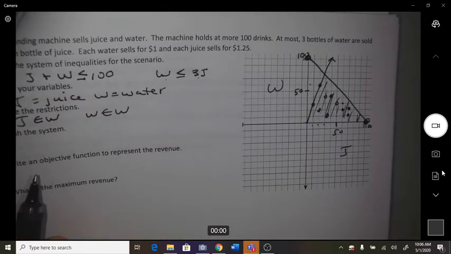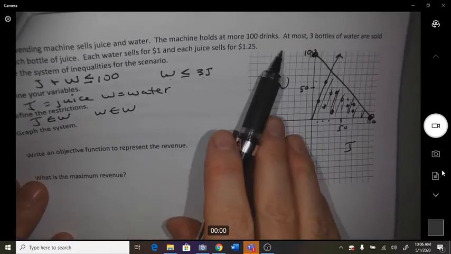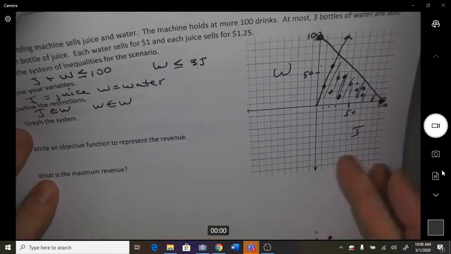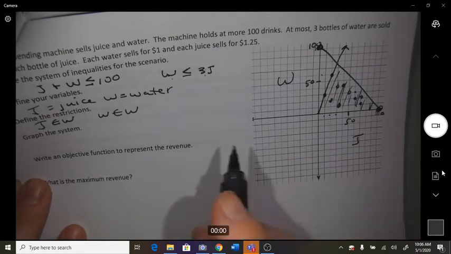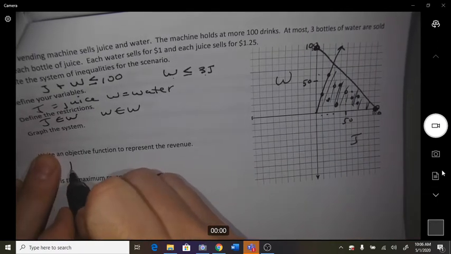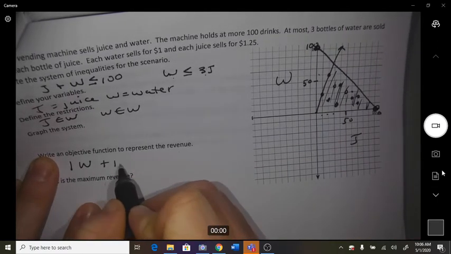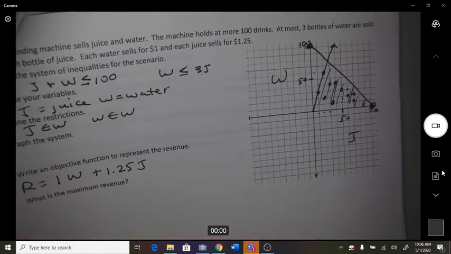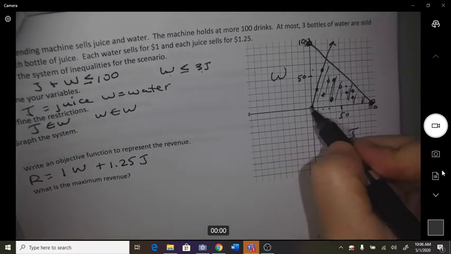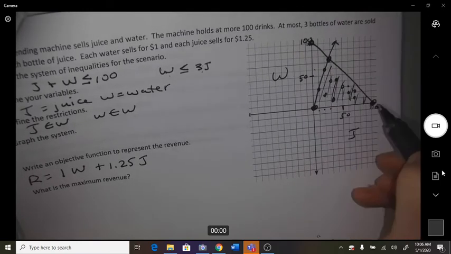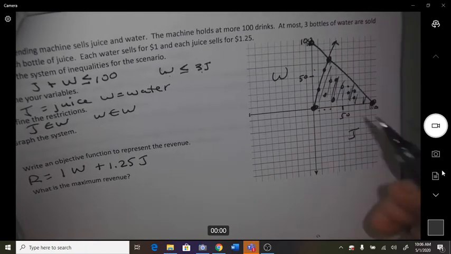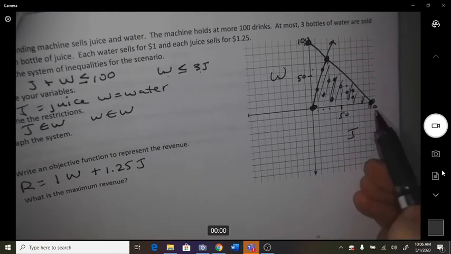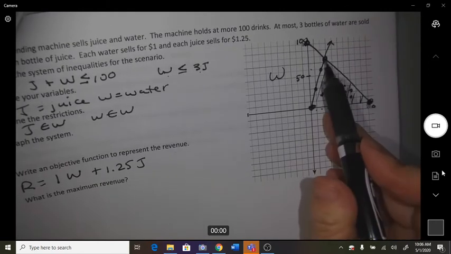Okay. Objective function. So our objective function is our revenue this time. So each water, so 1W plus 125J, that is going to be what our revenue or our sales equal. So what's the maximum revenue? So the intersection points of the zones are here. Obviously the 0, 0 doesn't make sense. So we're going to try this point and this point.